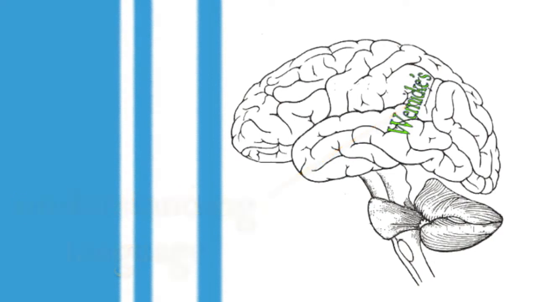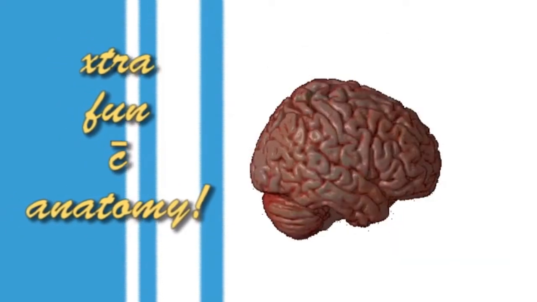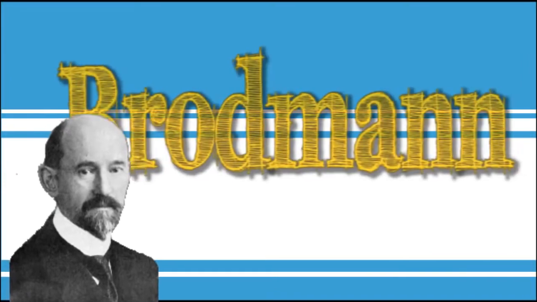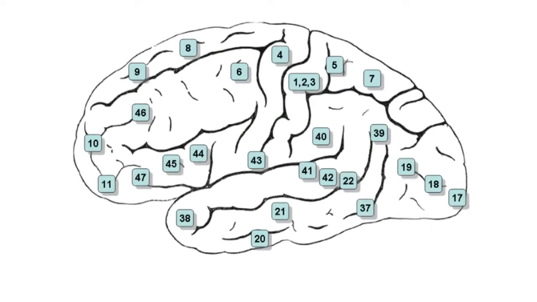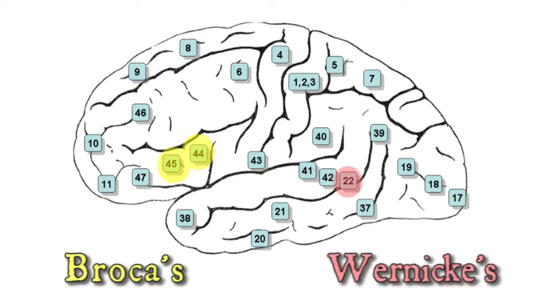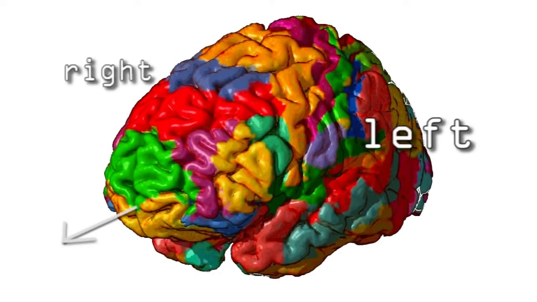A little side note for you anatomy buffs or anyone looking for extra credit. Today's most widely used system for cutting the brain into regions was proposed by another German anatomist, Corbinian Brodmann. This outer surface of the brain we've been admiring has over 24 of these Brodmann areas. Broca's corresponds to Brodmann areas 45 and 44, while 22 is home to Wernicke's area. In your brain specifically, both of these regions are most likely in your left hemisphere.